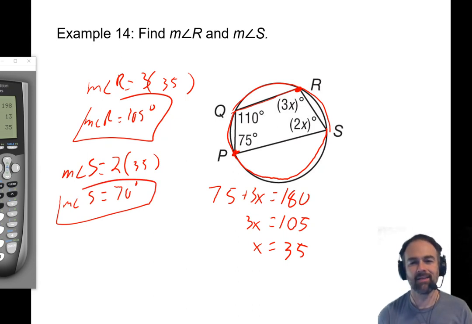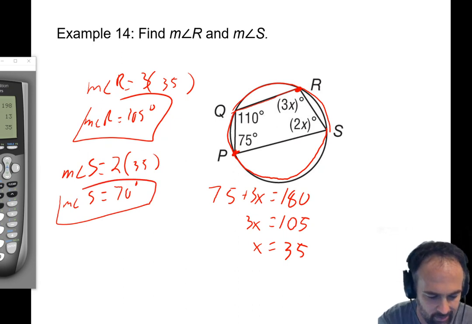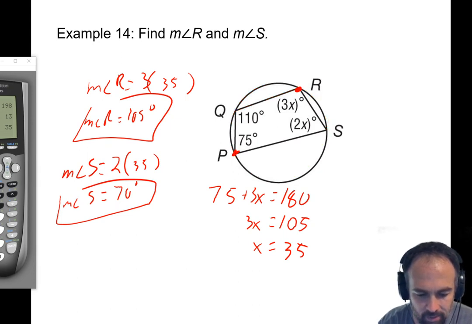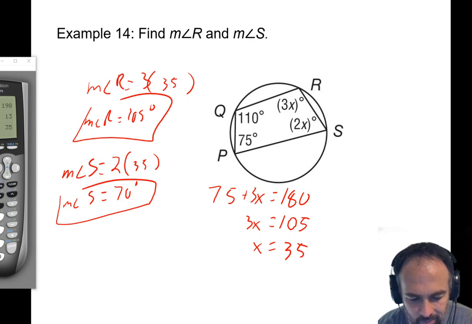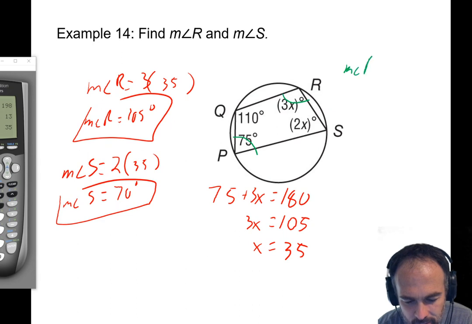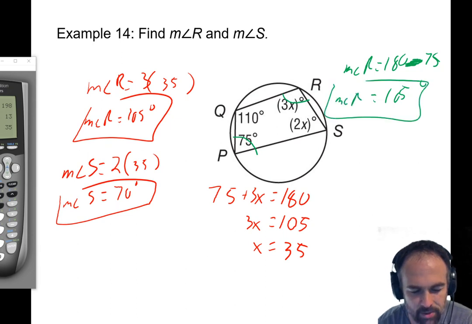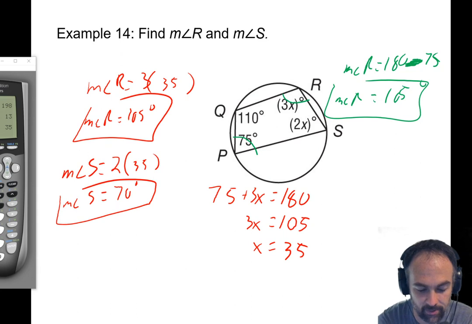I just realized I did that the hard way. Let me show you the easy way here. Shift over to a different color. Get rid of some of this stuff over here. Okay, since these two are supplementary, those two are supplementary, all I know is that the measure of angle R is equal to 180 minus 75, which is just 105 degrees. Same logic applies for the other one. So, sorry about that. I did it the long way.